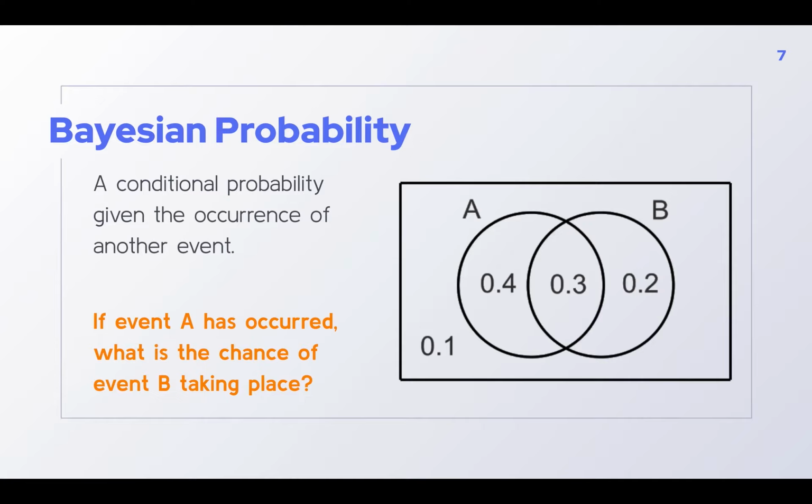The chance of event A happening is 0.7, because you can see the 0.4 plus the 0.3 is 0.7. So there's a 70% chance A will happen, and there's a 50% chance B will happen. But since A's already happened, what are the odds of B happening? Well, of that 70% of A happening, 30% belongs to cases when both A and B happen. So 3/7 would be, what would that be? 0.428, so 43%. So if A happens, there's actually a 43% chance that B subsequently occurs.